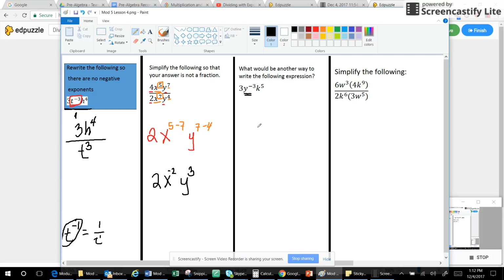So the other way to write this would be 3k to the fifth on top of a fraction, and the bottom of the fraction, that negative 3 tells us we can rewrite it as a positive and just put it on to the bottom of the fraction. So y to the third on the bottom.